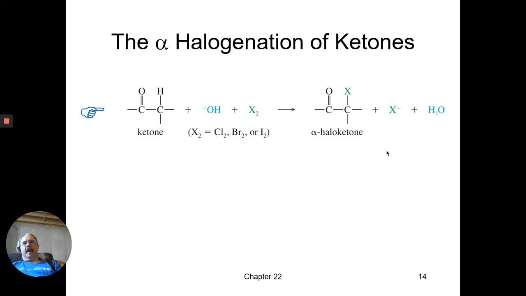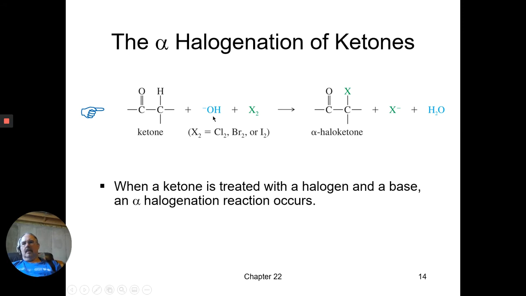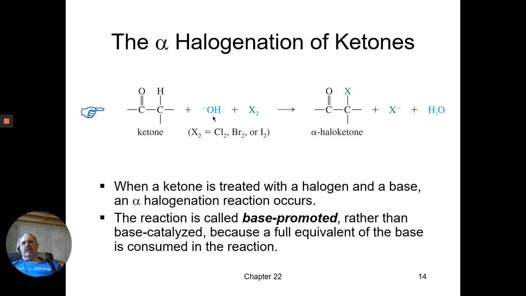Okay, here we'll talk about alpha halogenation of ketones. Under basic conditions, if we have an alpha hydrogen, the hydroxide removes that alpha hydrogen, which then attacks the halogen. So we get an alpha halo ketone. This reaction is actually called base promoted rather than base catalyzed, because it actually does use a full equivalent of base. And we can see that the base is not regenerated.